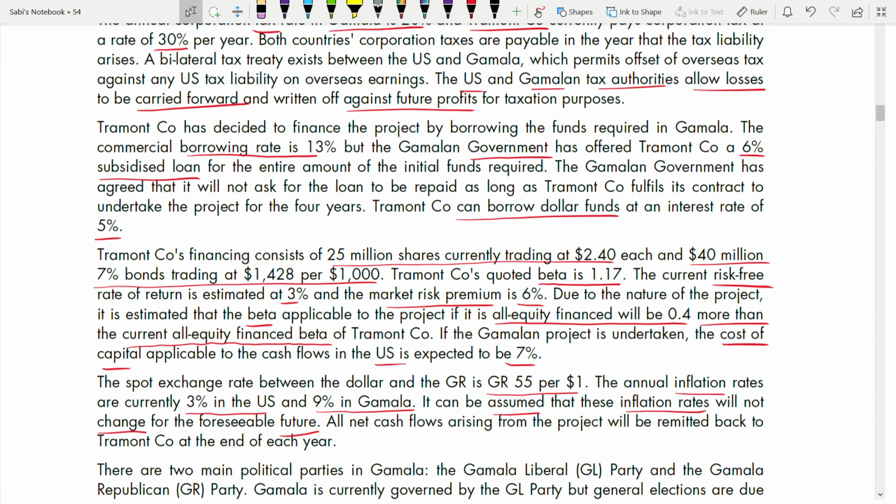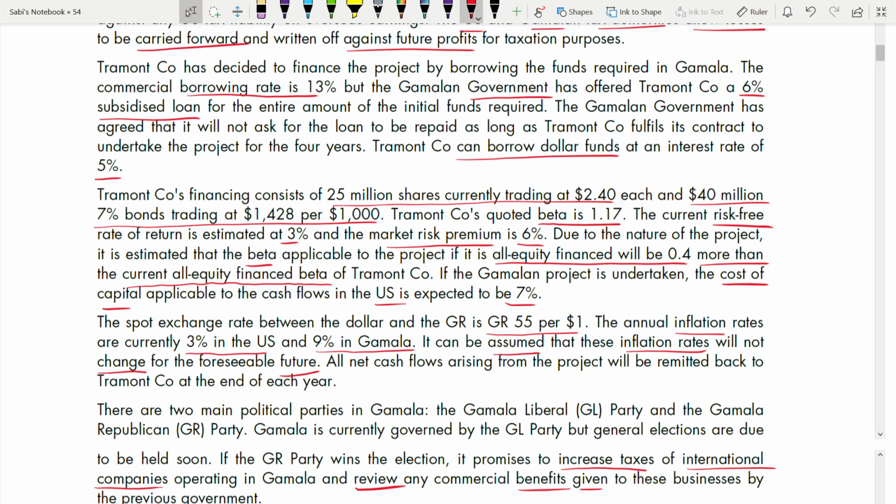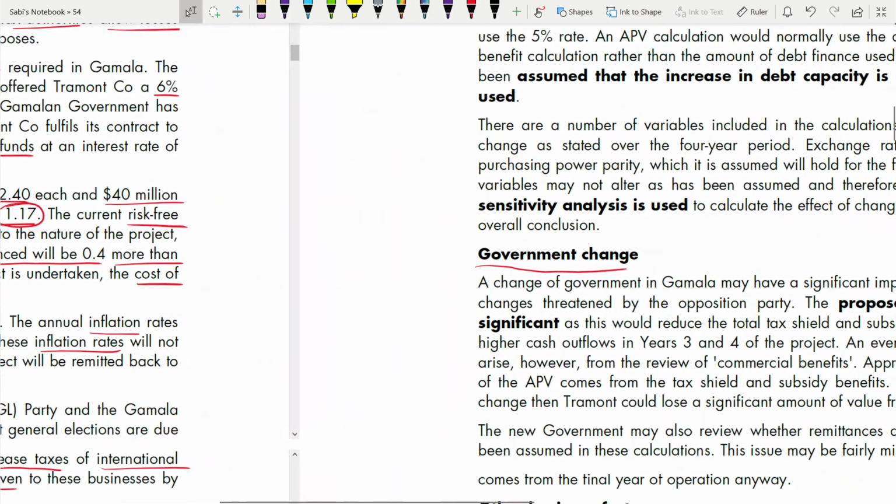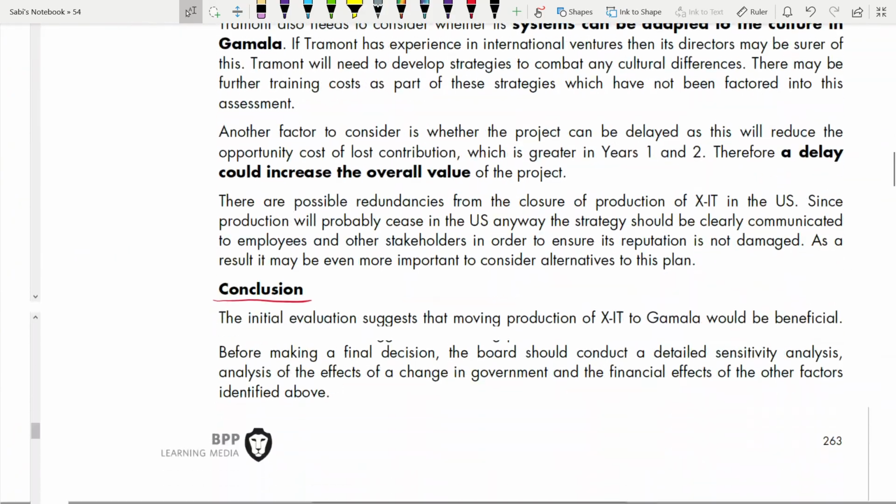When you are coming to equity beta, you just have to follow this one, 1.17. Quoted beta means equity beta, not asset beta. You are given the risk free rate and market risk premium, that is for your CAPM, your capital asset pricing model. Now, the beta applicable to the project if all equity financed will be 0.4 more than the current all equity financed beta. All equity financed beta means they are talking about asset beta, 0.4.